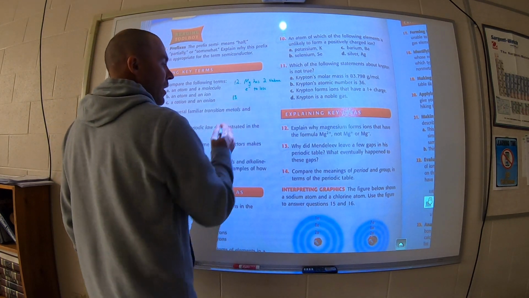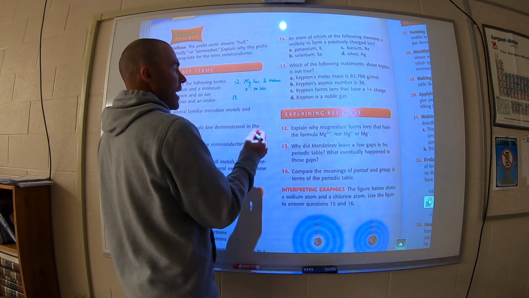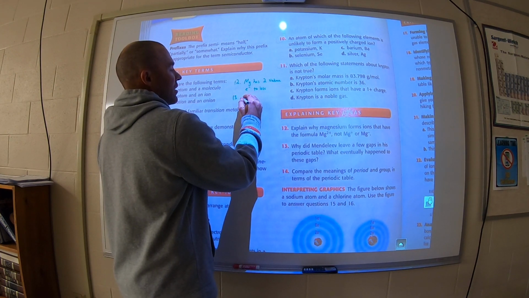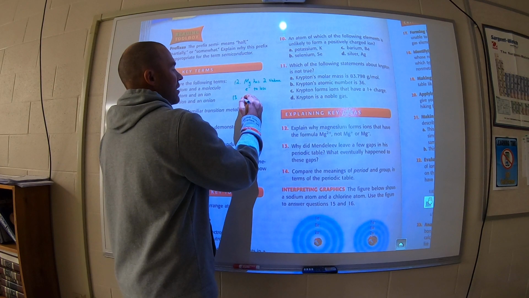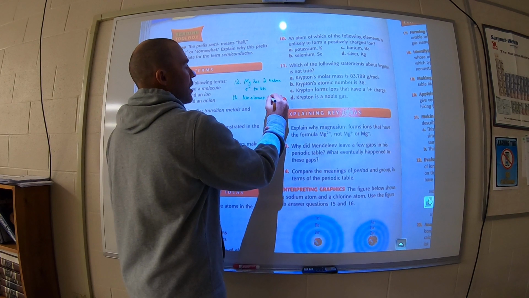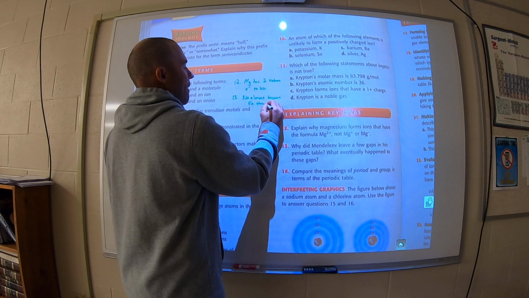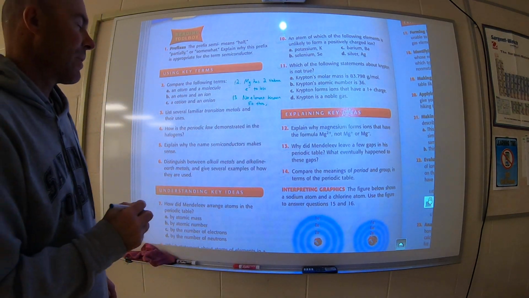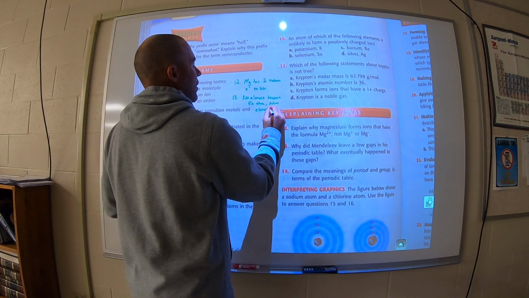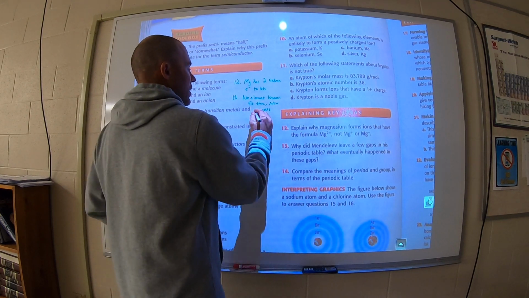Number 13, why did Mendeleev leave a few gaps in his periodic table? What eventually happened to these gaps? Well, he left gaps because no element known fit there. And the second part of that, what eventually happened? Well, new elements were discovered.